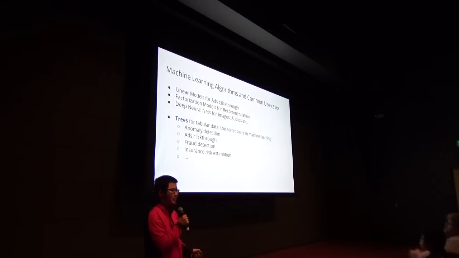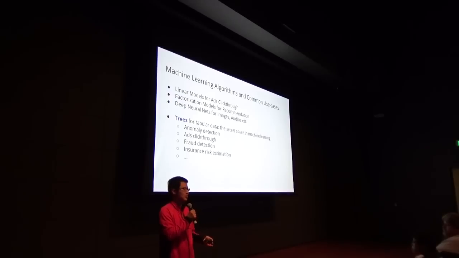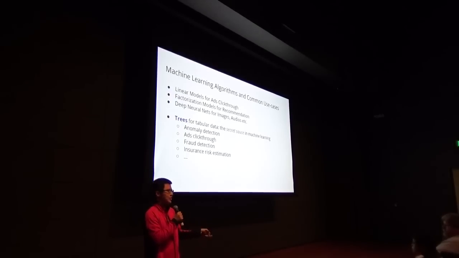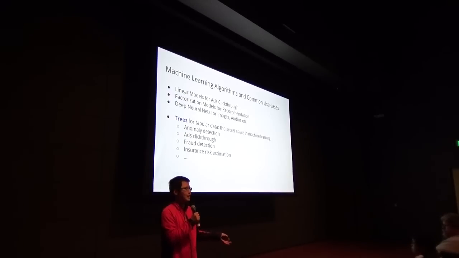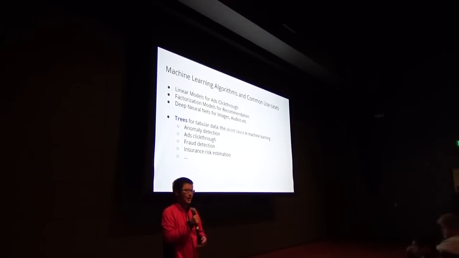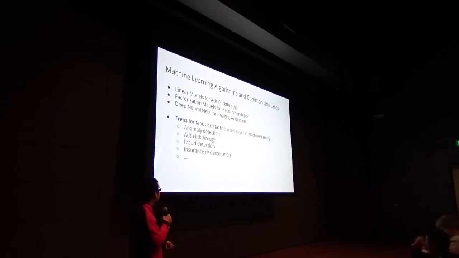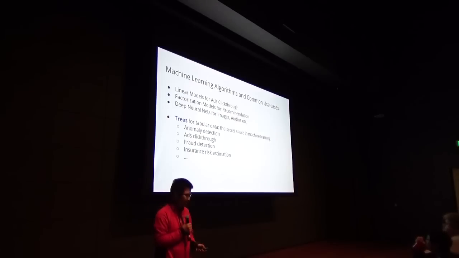As a few examples, tree-based models can work on anomaly detection, detecting anomalous events. For example, high-energy physicists use tree-based models to detect potential events in the Large Hadron Collider so that they can discover novel physics. It's also used in click-through prediction and fraud detection to detect fraud. It can also be used to estimate risk in finance or insurance. So yes, there are a lot of use cases of these tree-based models using tabular data.